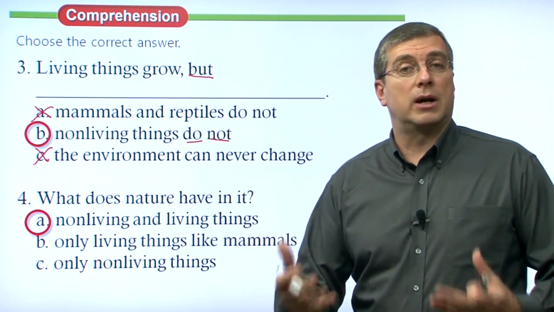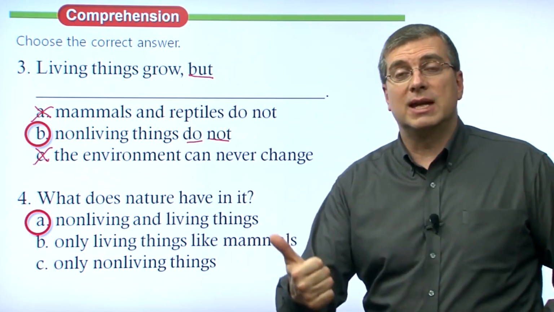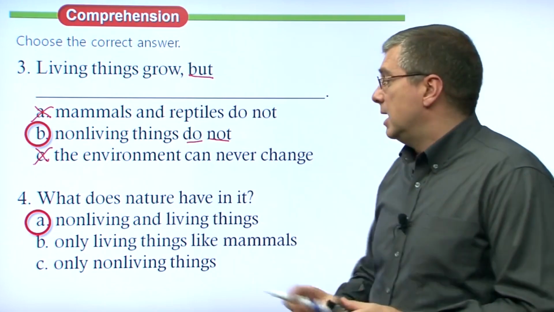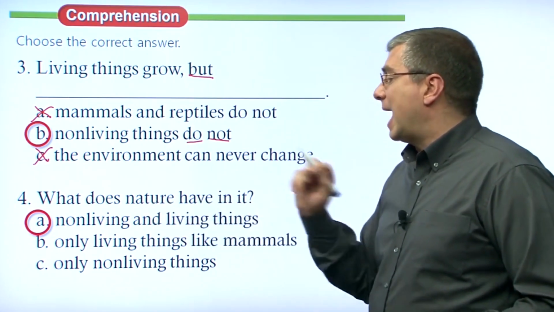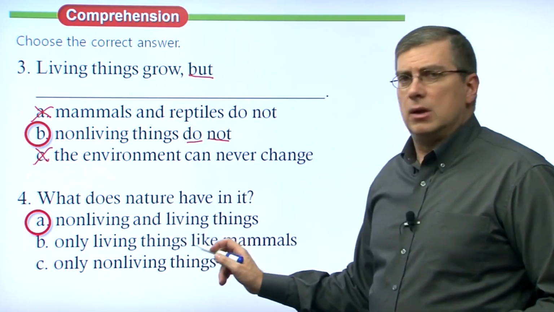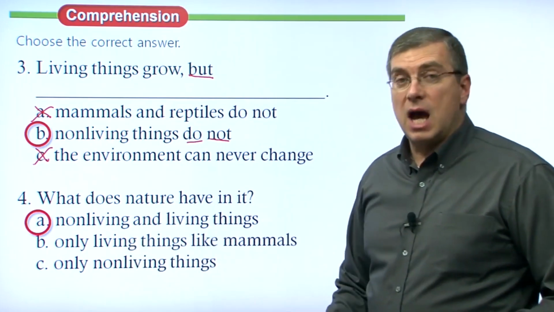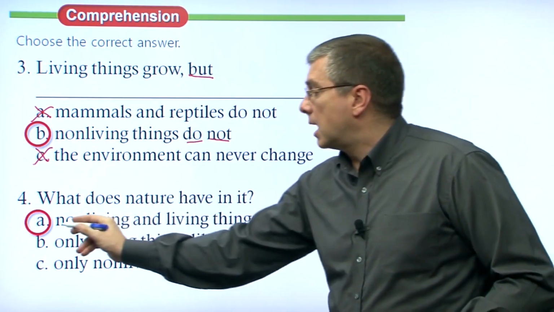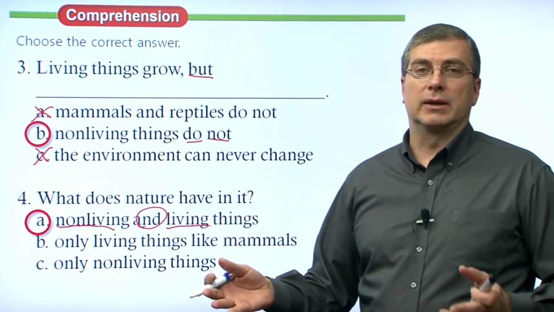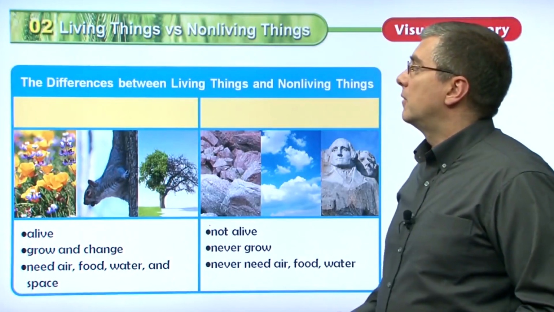And that's what we are talking about in this lesson. Living things and non-living things. They both exist in nature. So nature has both non-living and living things in it. Not B, only living things, no. And C, only non-living things, no. It's both non-living and living things. So both things. Okay, let's move on to our chart.